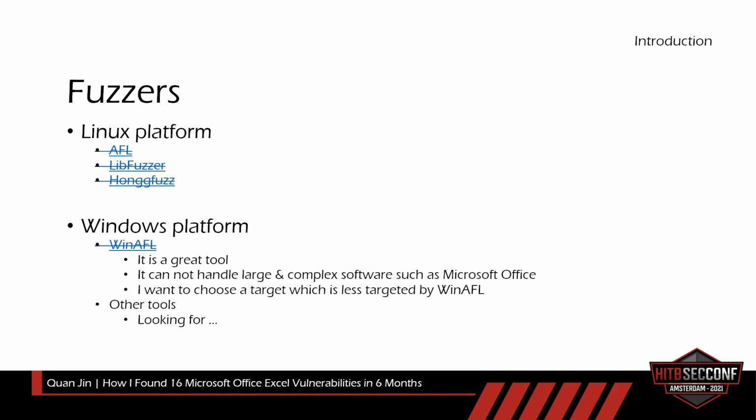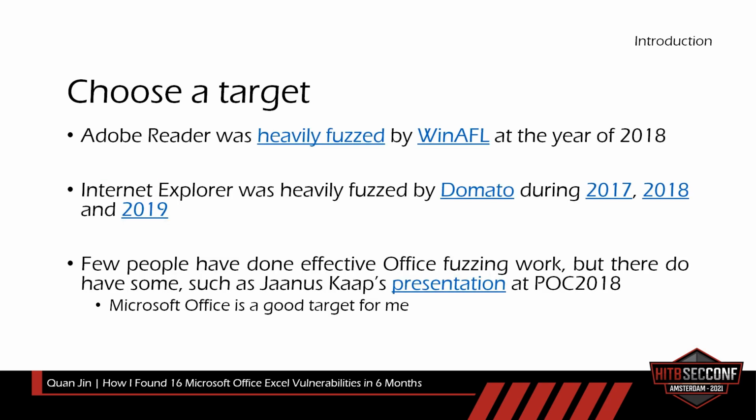Some researchers make some improvements on WinAFL and find more bugs based on their custom WinAFL. From my perspective, I want to choose a target which is less targeted by WinAFL, and I am familiar with this target. There are several candidates: Adobe Reader, Internet Explorer, and Microsoft Office. Let's review them one by one.